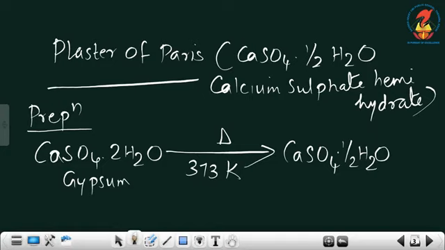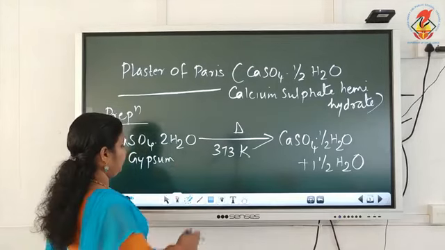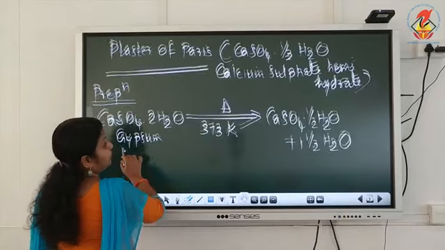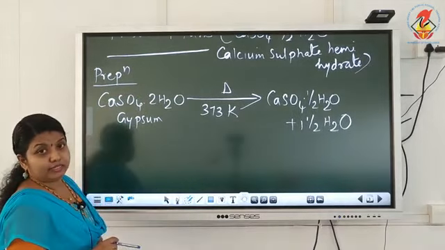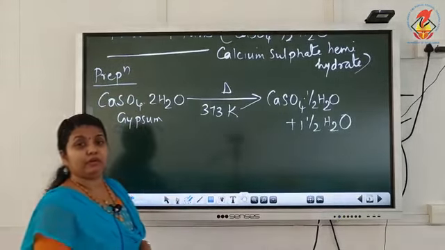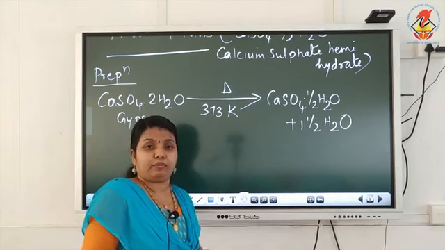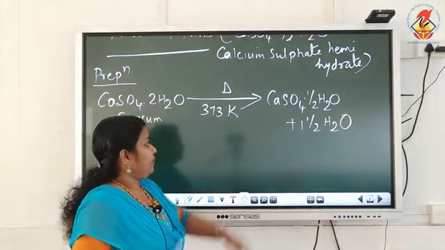How many water molecules are lost? CaSO4.½H2O. Already it had two water molecules, but in the product it has only half a water molecule. So how many water molecules are lost? 1.5 water molecules are lost, and you get plaster of Paris, calcium sulfate hemihydrate. So this is the preparation of plaster of Paris by heating gypsum to a temperature of 373 Kelvin. Then water molecules are lost and we get plaster of Paris.